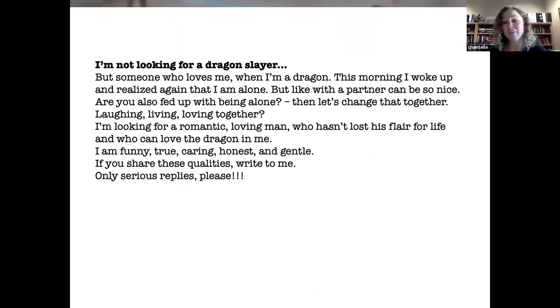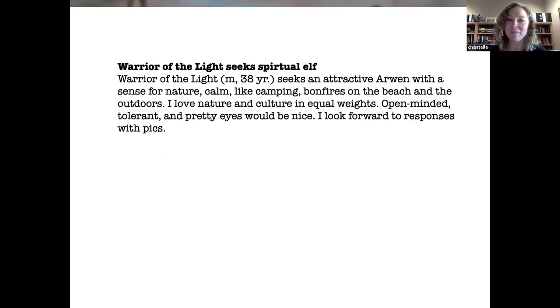So one of the motifs that comes across in a lot of ads is the fairy tale motif. So here we have someone who's not looking for a dragon slayer, but is perhaps sometimes a dragon. And so she's playing off of this envisioned story world where she's going to find that romantic, loving man who can love the dragon in her. Or taking another example, this individual who positions himself as the warrior of light, who's seeking the spiritual elf, and creates an entire story world in which he's the warrior of light, looking for an attractive Arwen, a Lord of the Rings reference, some great intertextuality, and then describes the hobbies that he had. So there was quite a lot of higher level literary play in these very everyday sorts of texts that we could play with, work with, and exploit.